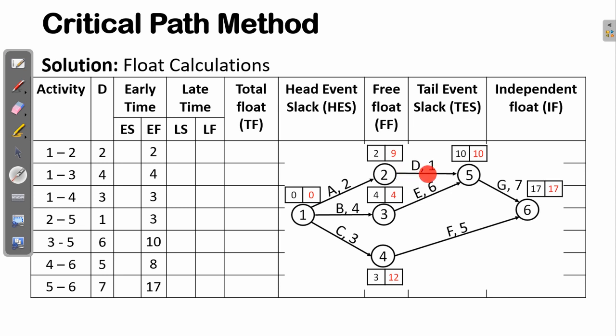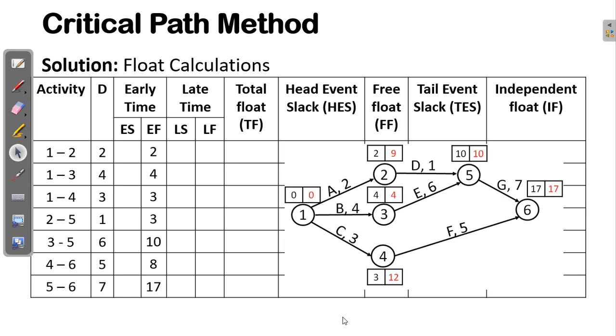So for activity D, its earliest finish time is the earliest start time, which is 2 plus 1, and this is 3. And for 3 to 5, the earliest start time was 4, so we add 6, we get 10. The finish time for 4 to 6 is 3 plus 5, we get 8. And the earliest finish time for activity 5, 6 is 10 plus 7, which is 17. So we are done with filling the information for the earliest time.